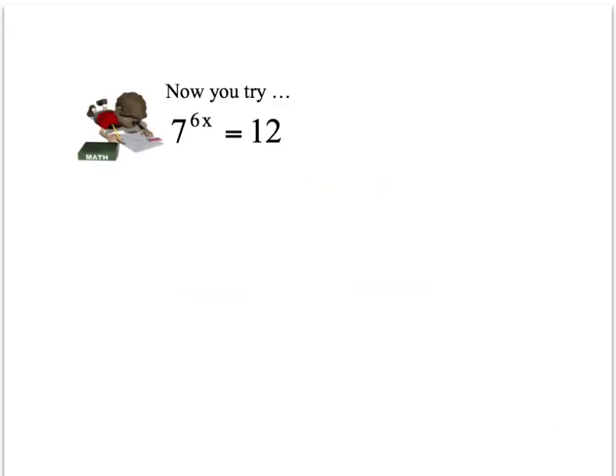Now you try one. We're looking at 7 raised to the 6x power being equal to 12. Go ahead and hit pause on the video. Go ahead and work the problem, and then turn the video back on to check your answer.